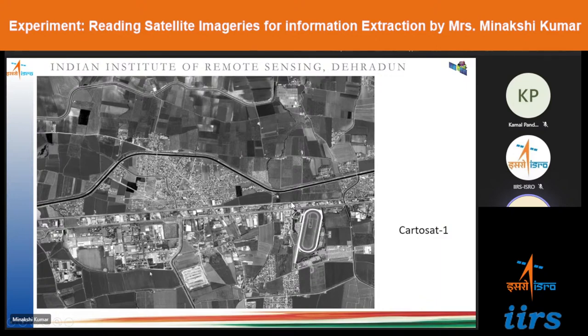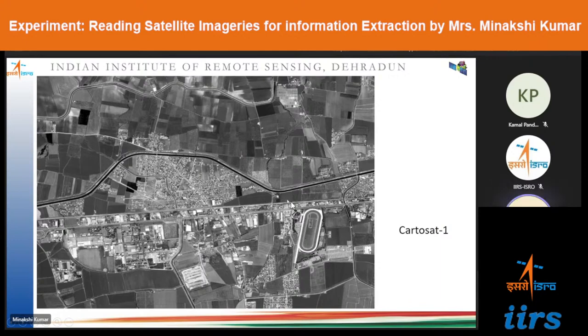So we can clearly distinguish between even different types of roads, the highways and the major roads, minor roads, even the boundaries of the agriculture fields. They can be identified by the shape, size, texture, pattern. You can see also the urban areas, stadiums, right?